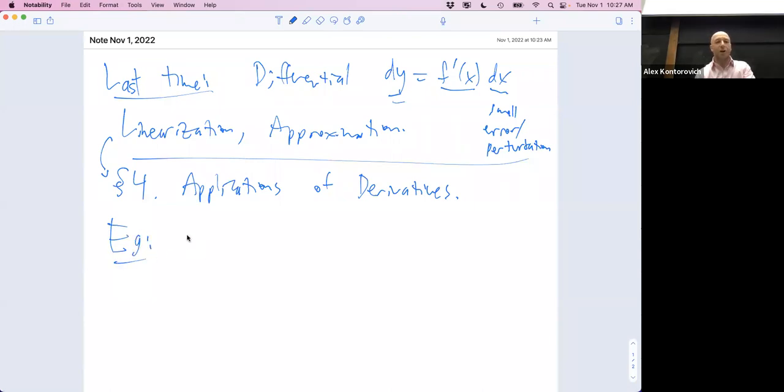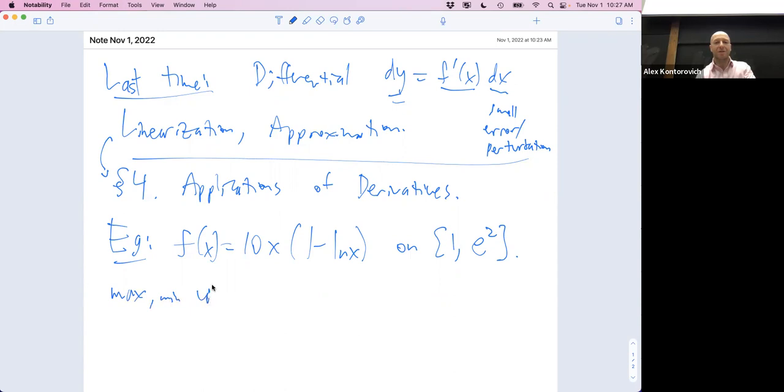So here's a function. How about this function? 10x times 2 minus natural log of x on the interval 1 to e squared. Okay, there's a function, and I would like to know something about its maximum and minimum value on this domain.